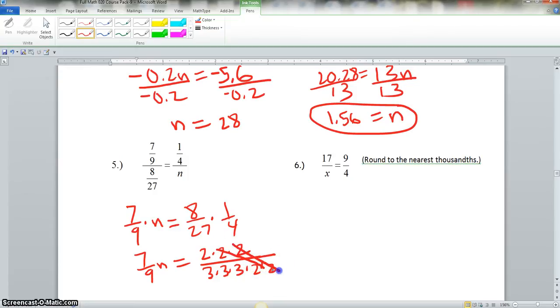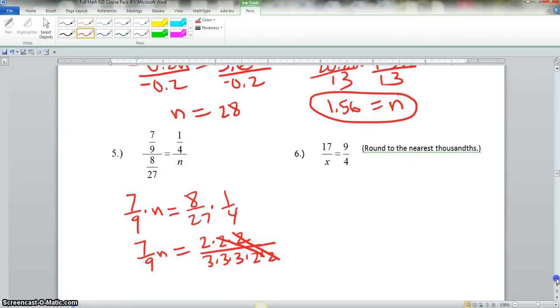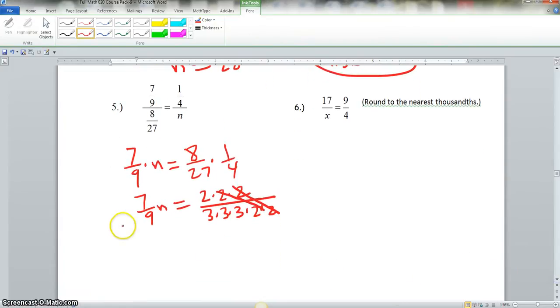So 2 sets of 2's will simplify out, and we would end up with 7/9 n is equal to 2/27. Now, what we have here is this here. We could multiply each side by the reciprocal of 7/9, which is 9/7. These will simplify out and leave you n.